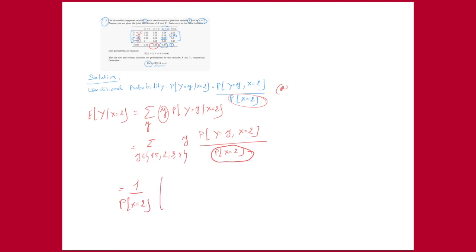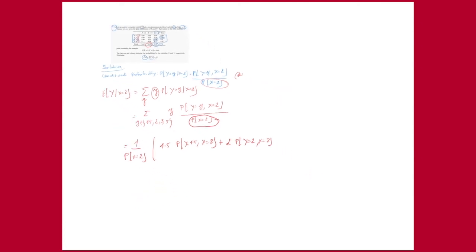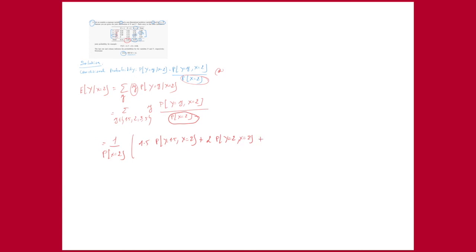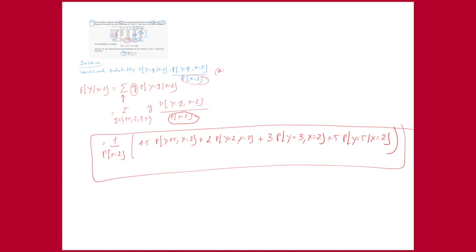And now let's explicitly write that summation. We have y is equal to 1.5 times the probability y is equal to 1.5 and x is equal to 2. Plus the next possible value for y is 2 times the probability y is equal to 2 and x is equal to 2. And we continue like that also for 3 and 5. We can find all the probabilities in this formula here in the table. So if we fill in the probabilities, we get the following expression.